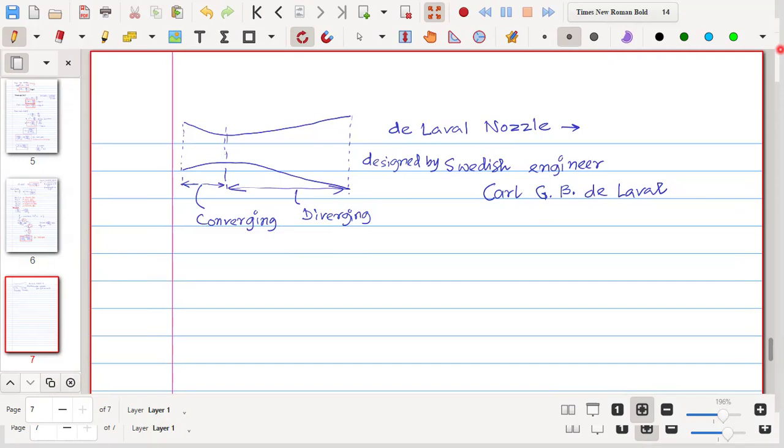Initially, we will go for mass conservation. This analysis will start with mass conservation. Our target is to understand the variation of fluid velocity with the flow area.